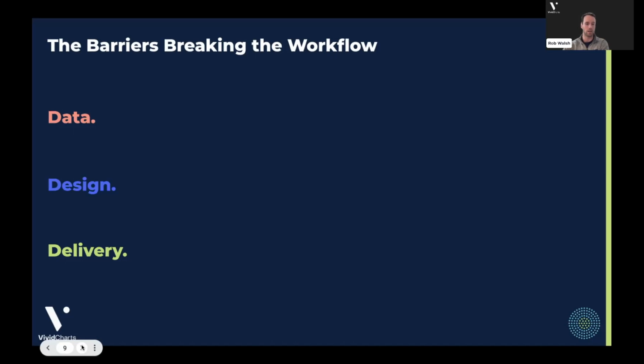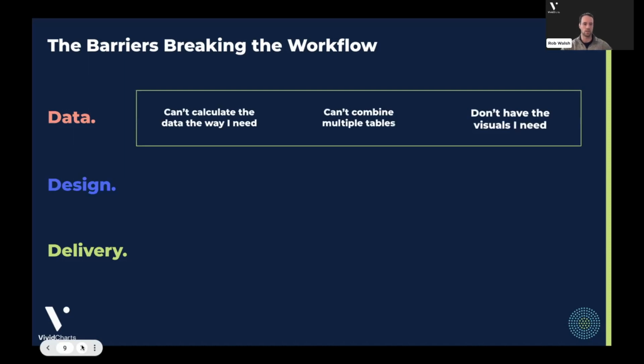So we bucket these out into three primary areas for a given report, and this is consistent across any report that you're going to be delivering. You've got the data, the design of the report, and then how it's ultimately delivered and accessed by your audience. So if we look just at the data portion of this, these are some of the common challenges that we hear from ServiceNow customers when they're just trying to visualize their data and deliver on reporting requests in a quick way. What do we do when we can't calculate the data in the way that we need?